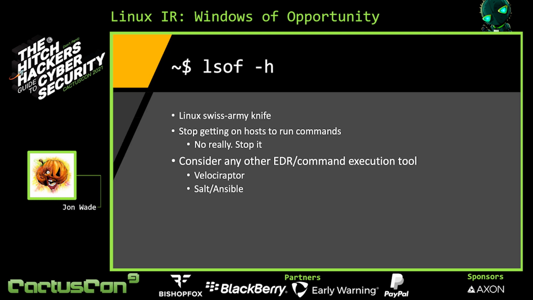Consider using any other EDR command execution tool. Velociraptor is a great open source EDR tool, similar to OSQuery, that has its own query language that you can use to gather data from endpoints. Alternatively, for quick and dirty command execution on a host, Salt and Ansible are both great options, particularly if you're already using them for your configuration management on Linux. You can either run one-off commands, or you can create your own script to do what you need to do. So it's a great way to do ad hoc commands. You don't have to get in that box directly.